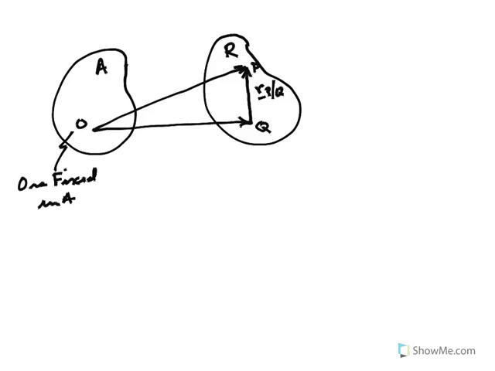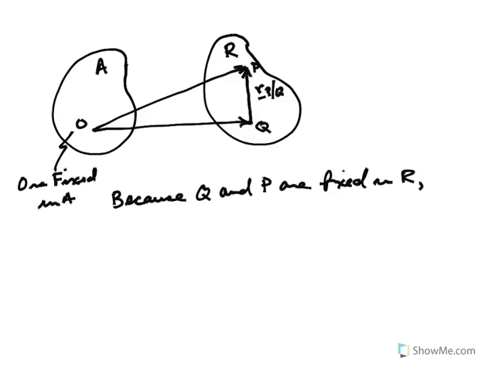Now, here's where we start. Because Q and P are fixed in R, that implies that the position of P relative to Q is fixed in R. It means the vector from Q to P is also fixed in R.